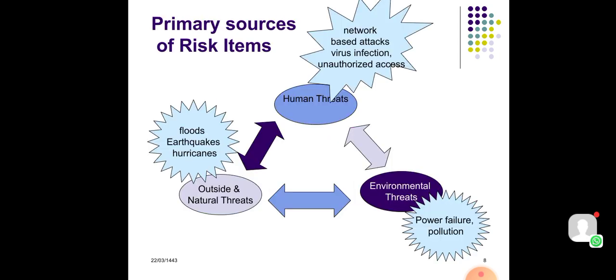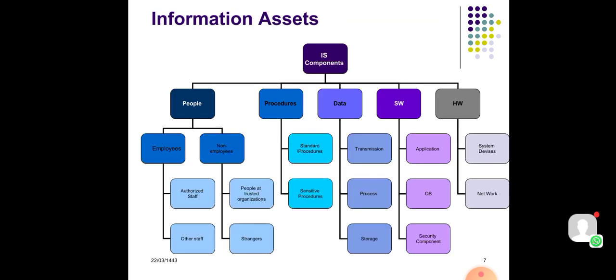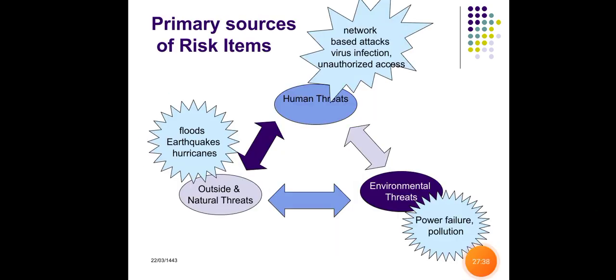Then we went through the primary sources of risk items: human threats, outside and natural threats, and environmental threats. The human threat may come from people inside, such as virus infection, unauthorized access, and network-based attacks. They harm the system through humans, and that is the human threat. Then we went through the environmental threats and the primary sources also.